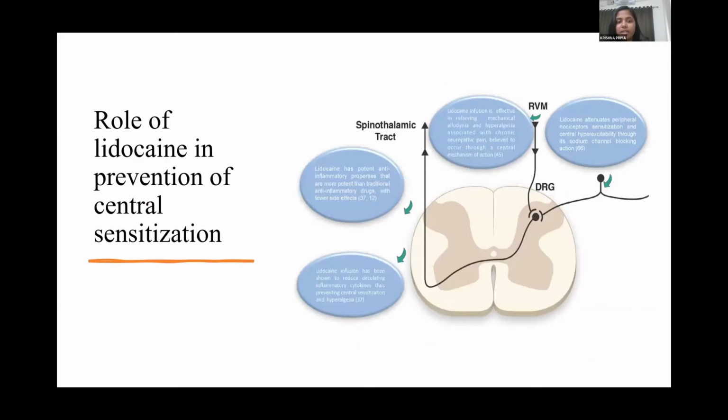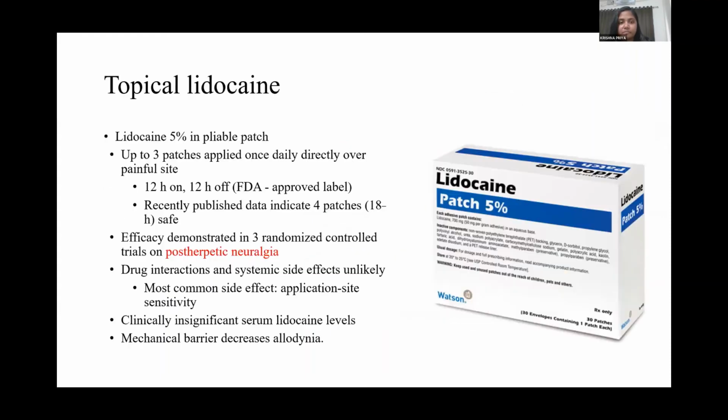So the role of lidocaine in prevention of central pain sensitization. That is, lidocaine attenuates the peripheral nociceptor sensitization and central hyperexcitability through its sodium channel blocking action. And lidocaine infusion is effective in relieving the mechanical allodynia and hyperalgesia associated with chronic neuropathic pain, believed to occur through a central pain mechanism. And lidocaine has potent anti-inflammatory properties that are more potent than traditional anti-inflammatory drugs, with fewer side effects, and lidocaine infusion has been shown to reduce the circulating inflammatory cytokines, thus preventing central sensitization and hyperalgesia.